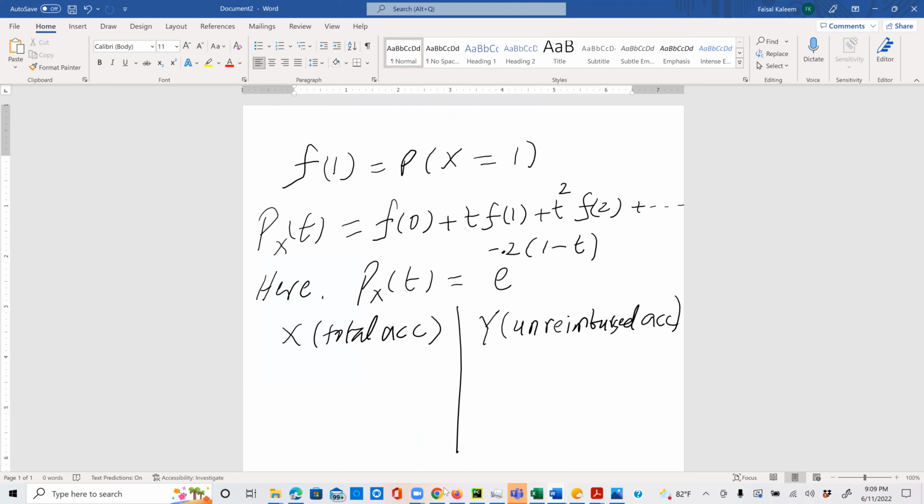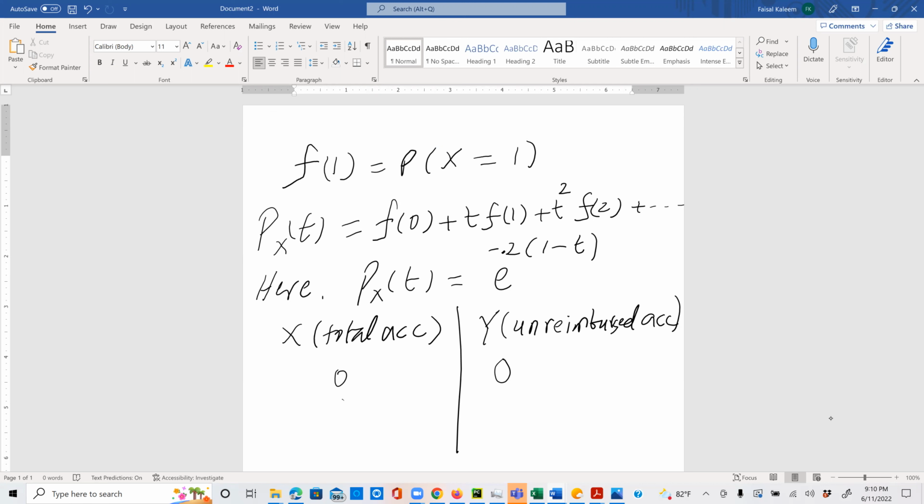So the total accident could be 0. So if there is 0 accident, then every accident is reimbursed because there is no unreimbursed accident, because there is no accident to begin with. So in this case, every accident is reimbursed. So the unreimbursed accidents are 0.